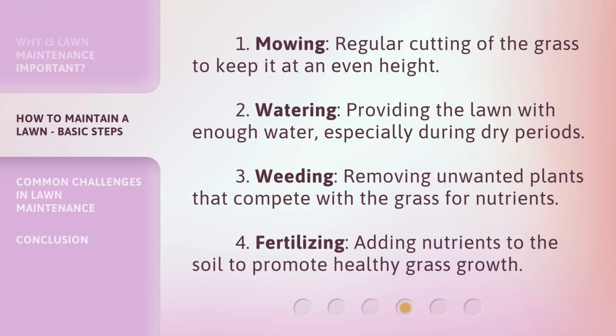1. Mowing. Regular cutting of the grass to keep it at an even height. 2. Watering. Providing the lawn with enough water, especially during dry periods. 3. Weeding. Removing unwanted plants that compete with the grass for nutrients. 4. Fertilizing. Adding nutrients to the soil to promote healthy grass growth.